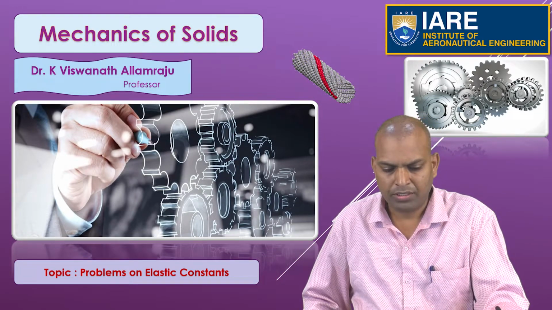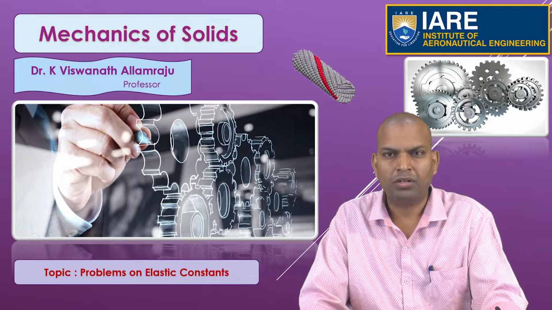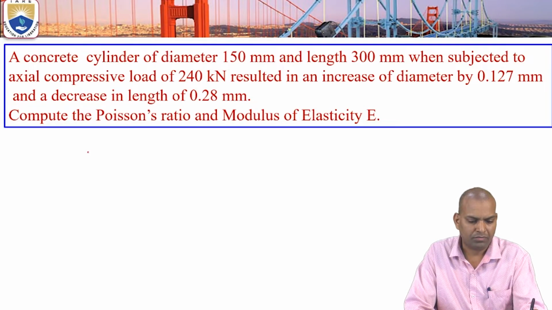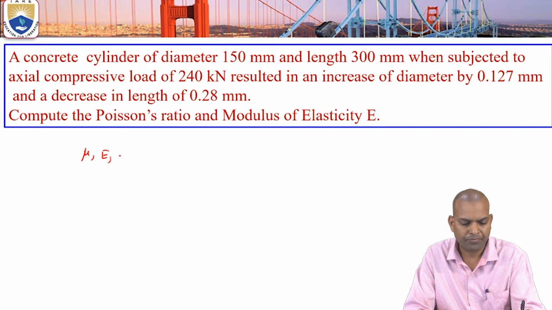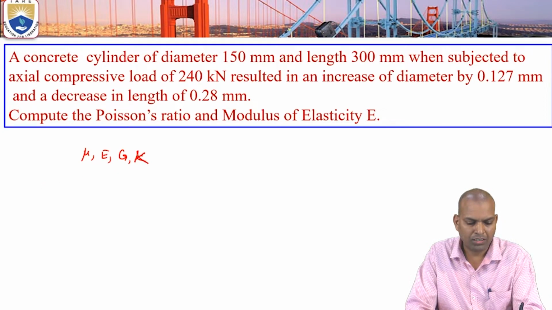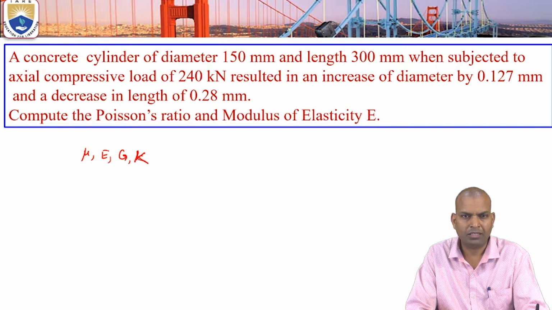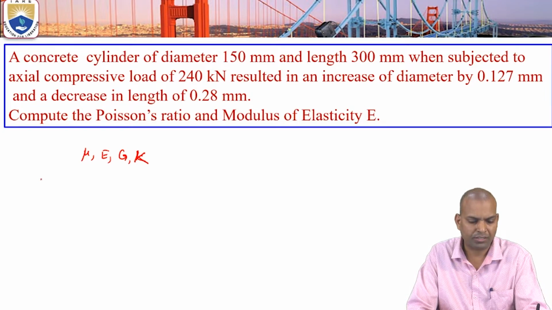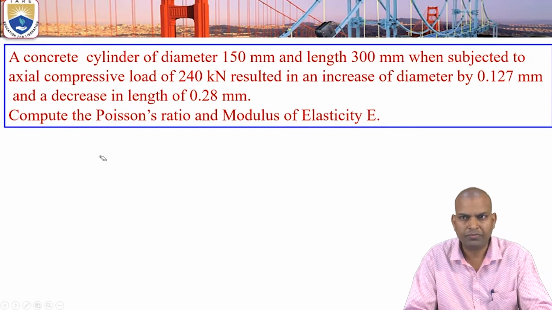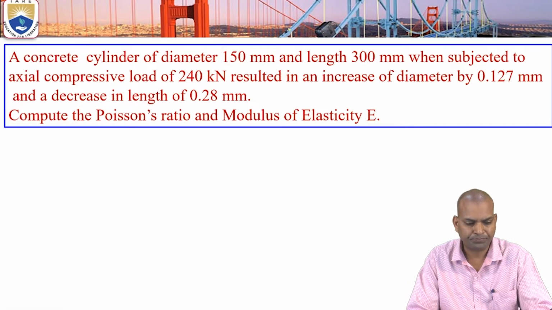Today we are going to study and solve some of the problems on elastic constants. The elastic constants are Poisson's ratio, Young's modulus, modulus of rigidity, and bulk modulus. These four come under the category of elastic constants. Let us start a problem: how to find out the Poisson's ratio and modulus of elasticity for the given data.